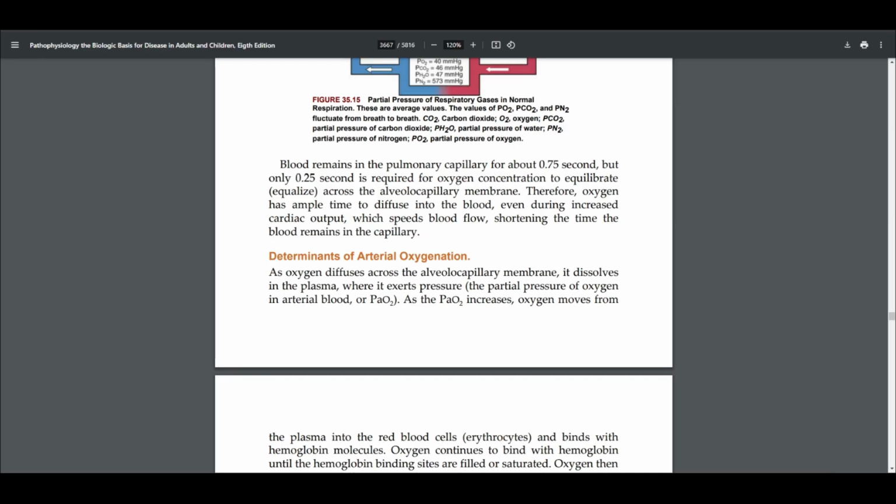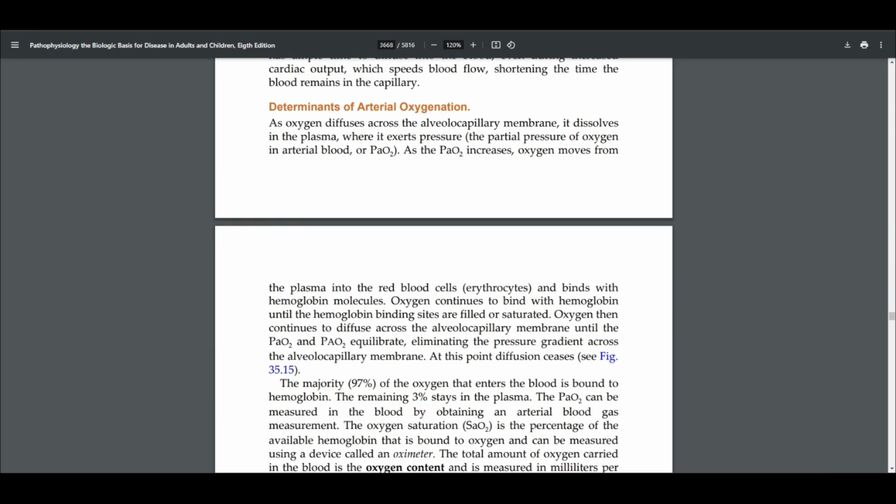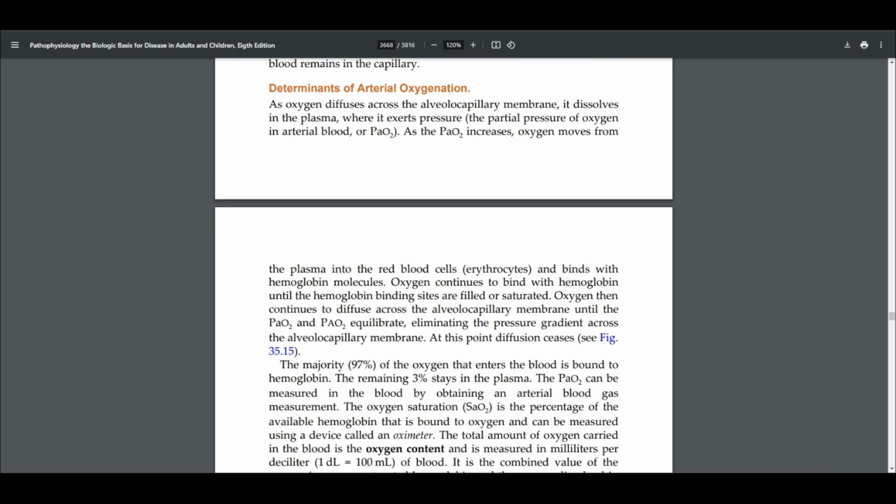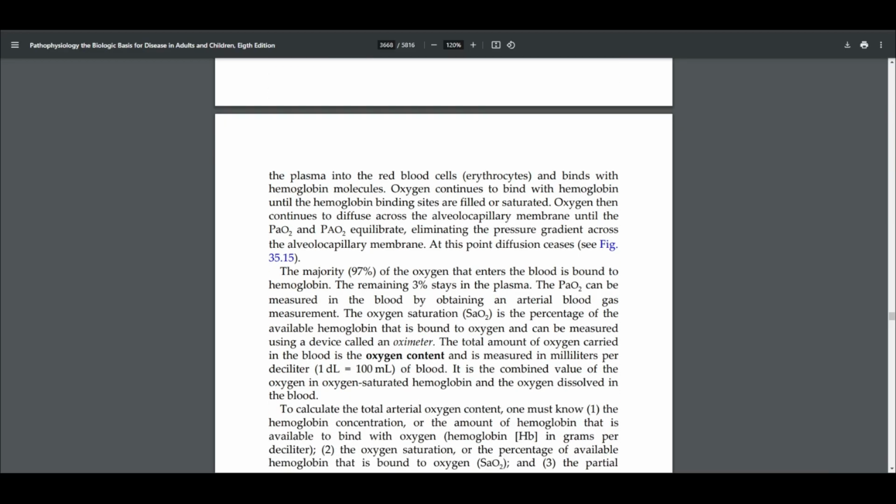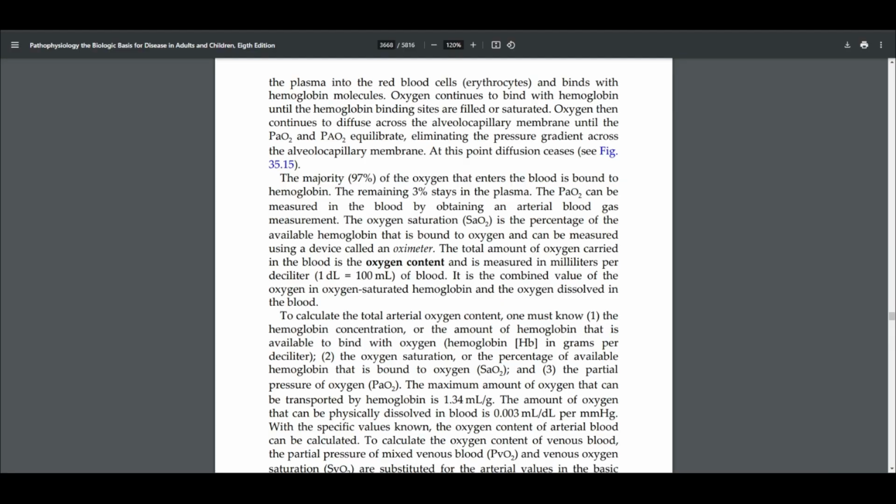Determinants of arterial oxygenation. As oxygen diffuses across the alveolar capillary membrane, it dissolves in the plasma, where it exerts pressure, the partial pressure of oxygen in the arterial blood, your PaO2. As that partial pressure of oxygen increases, oxygen moves from the plasma into the red blood cells, your erythrocytes, and binds with hemoglobin molecules.